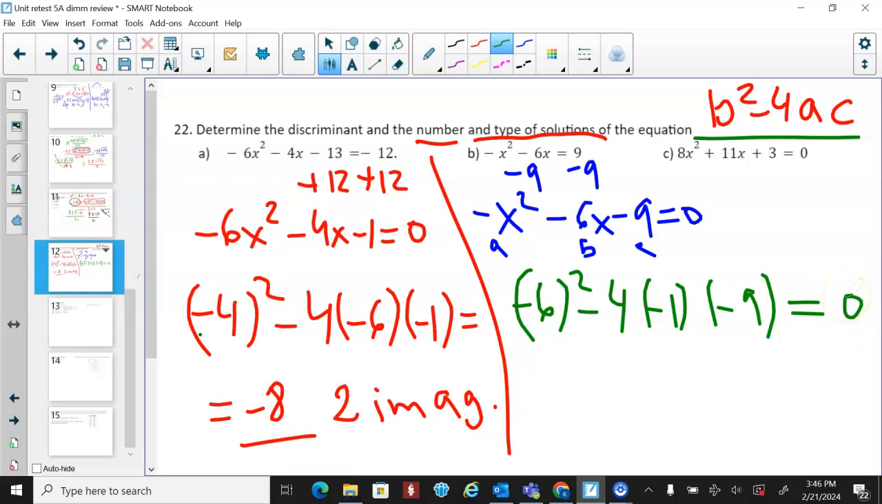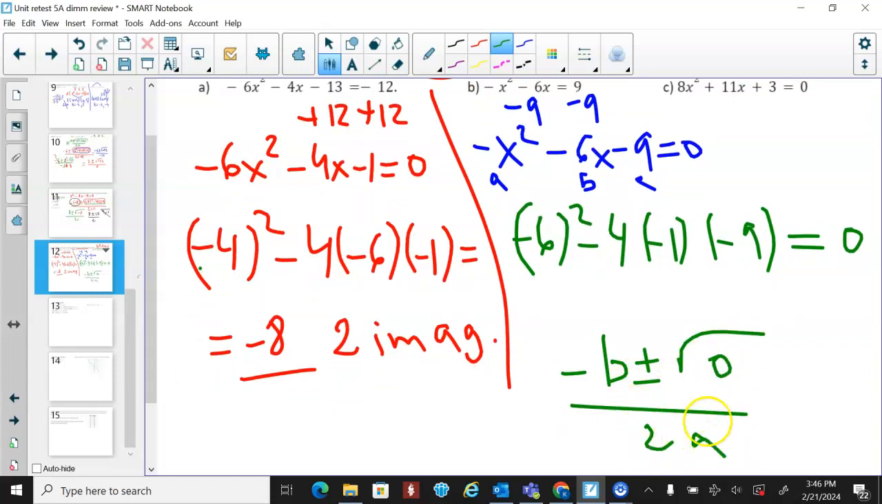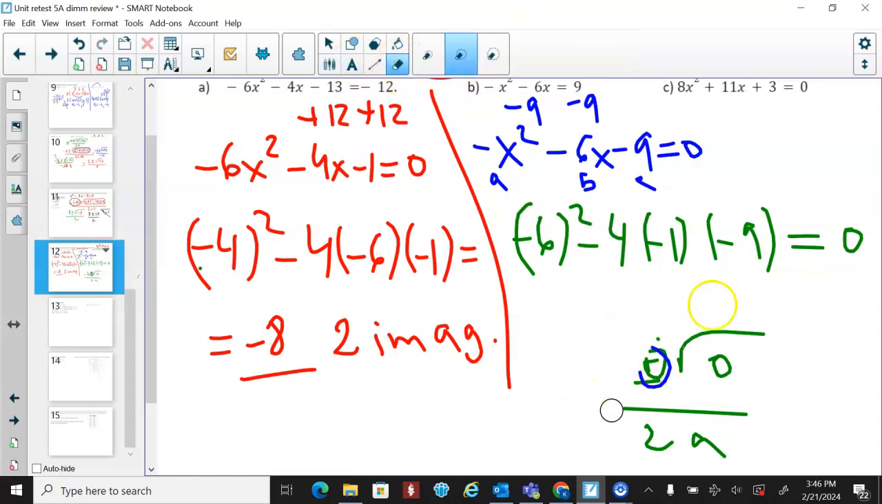What does 0 mean? If I have a formula of negative b plus or minus the square root of 0 over 2a, I am going to end up having one answer because you're adding zeros here. So you're not getting 2 answers right here, you're getting one answer. So when you have a discriminant of 0, that means you have one real solution.